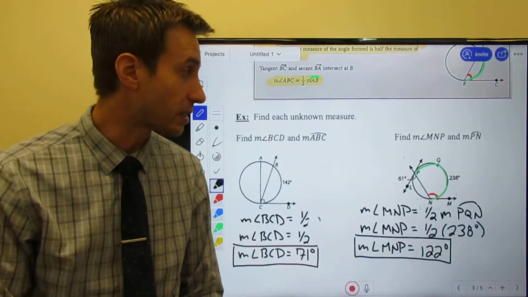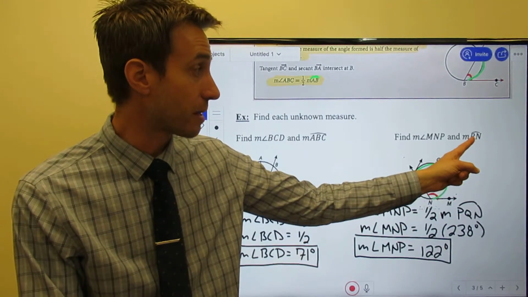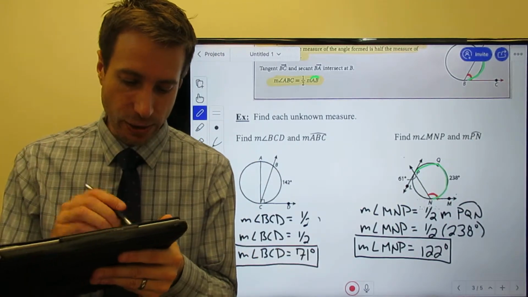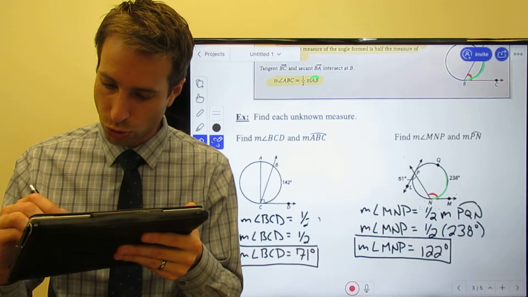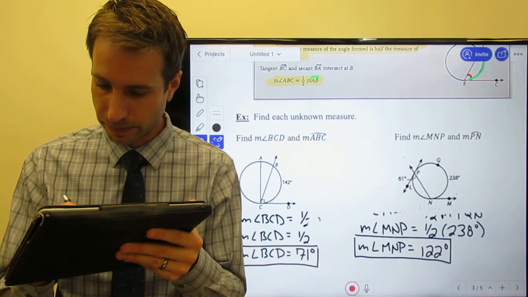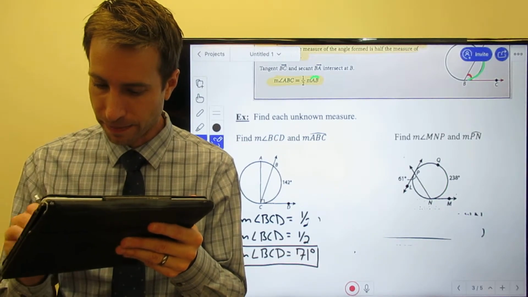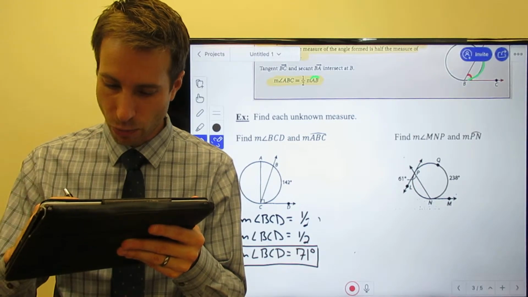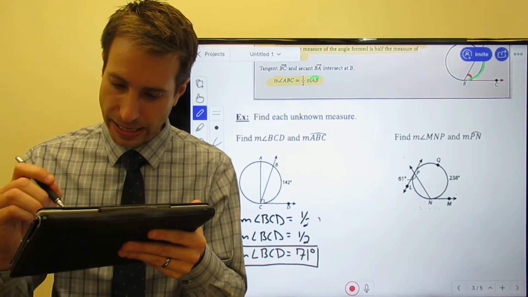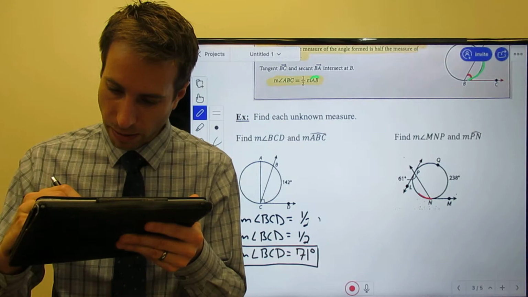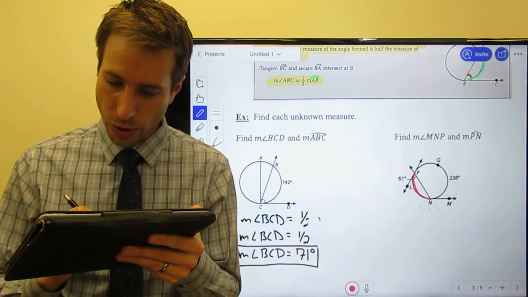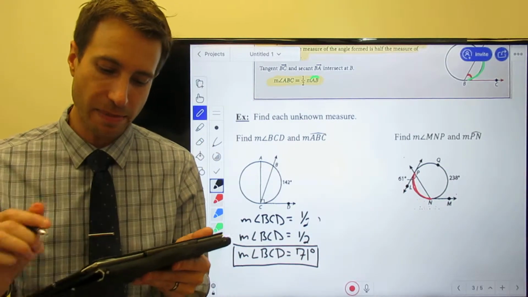I asked you to find something else. In fact, actually, look, I asked you to find the measure of an arc. I want PN. So let me erase this stuff. Here we go. Find PN. All right. Where is PN? Arc PN is right there. Arc PN. What do they give me? Oh, look, they give me the measure of the angle.